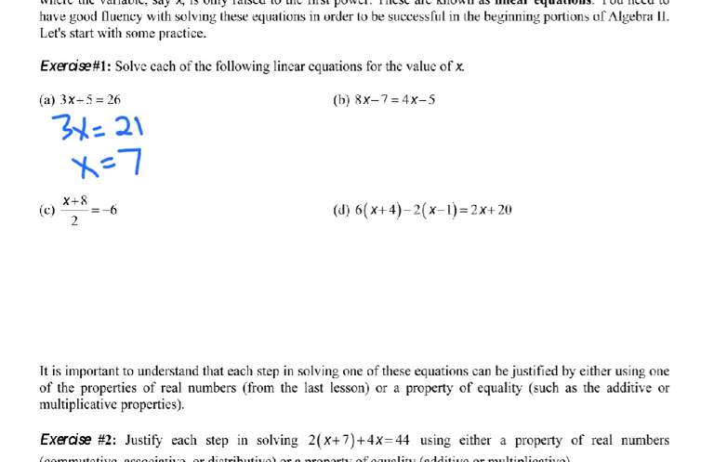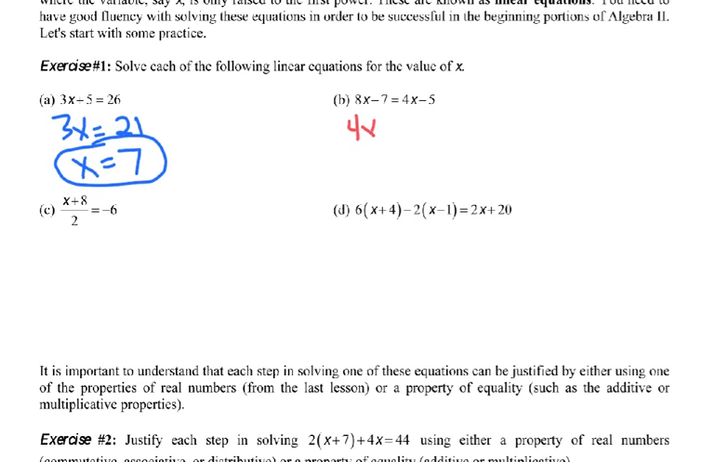We divide by 3 because the 3 is multiplying by the variable, so we do the opposite operation to get the variable by itself. In the next example, we need to be able to get the variables all on one side. We have an 8x on the left and a 4x on the right, so we're going to subtract the 4x to both sides to keep our x value positive.